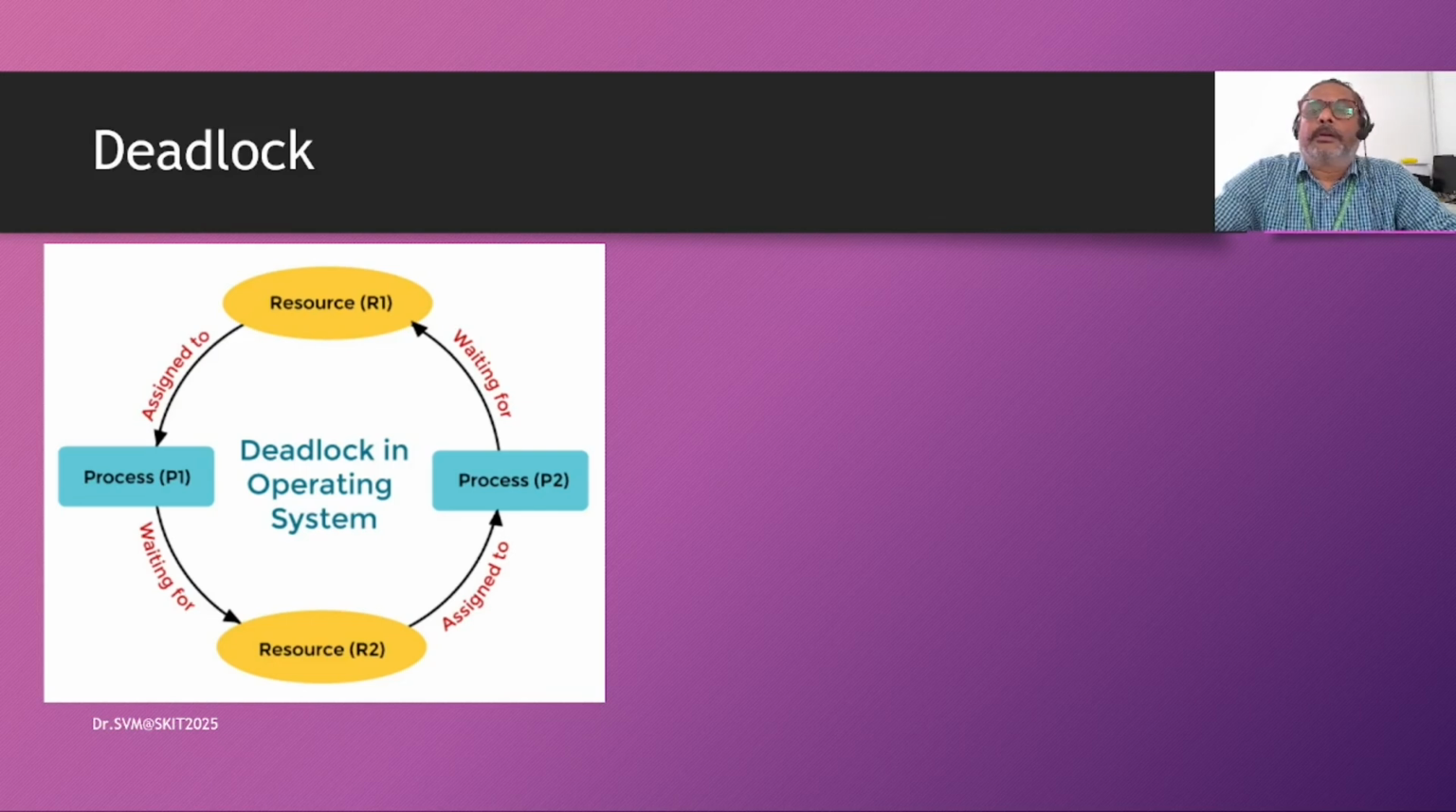Deadlock is a situation where the whole thing comes to a complete halt, and for that there are four necessary conditions, and all four conditions should be satisfied simultaneously. Only then is there a possibility of deadlock.